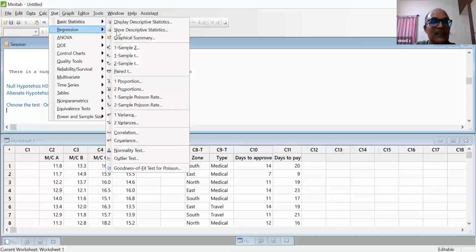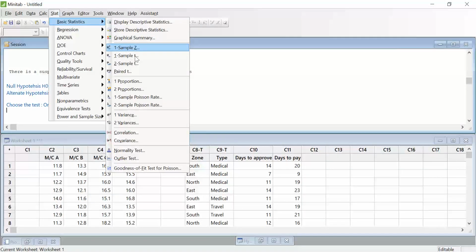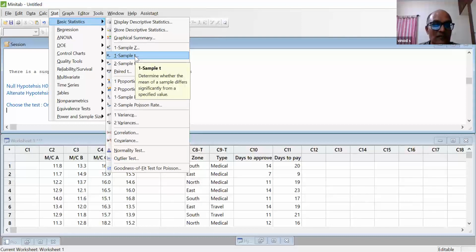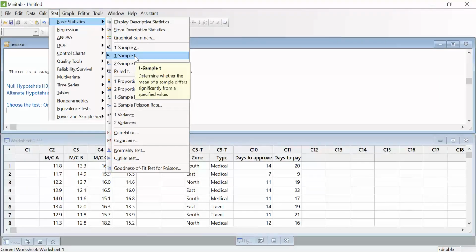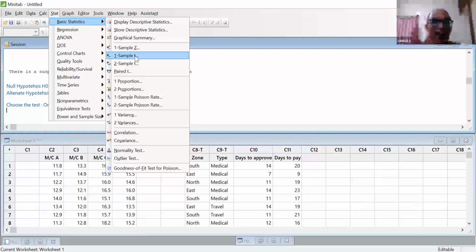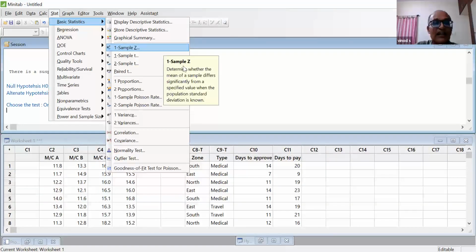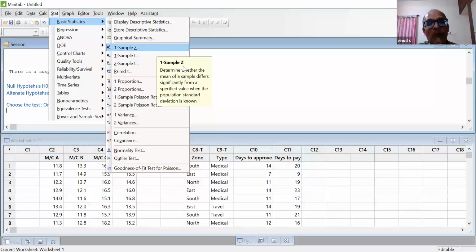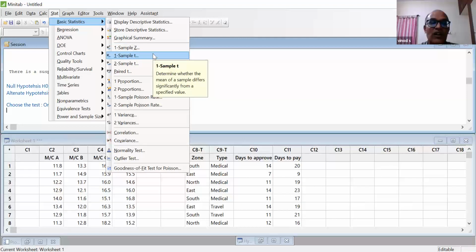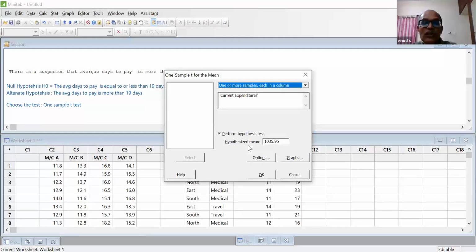Basic statistics, one sample T test. Can anyone read what this says? Determine whether the mean of a sample differs significantly from a specified value. What is the specified value here? The specified value is 19 days. But here the standard deviation is not given. When you do one sample Z test, it is clearly written, provided your population standard deviation is known. But in this T test, you can see it is not there, only the specified value. So then you have to go for sample T test. Now let us do that.